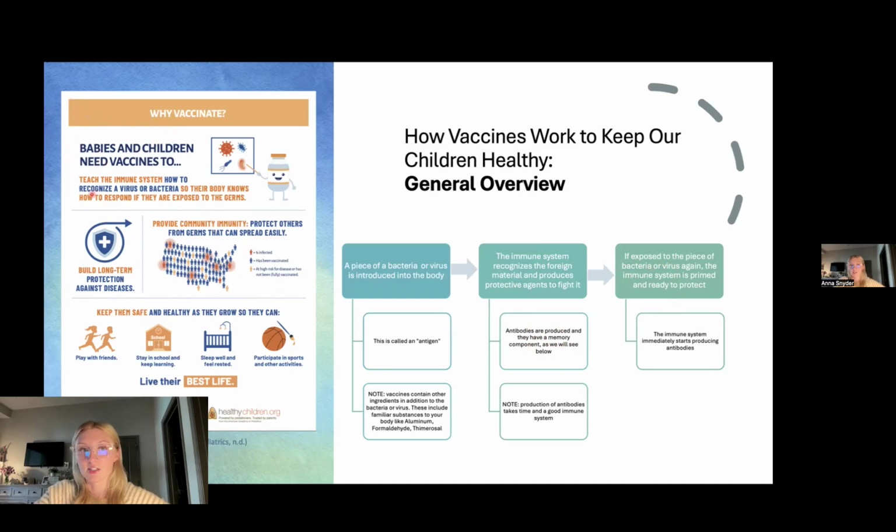The vaccines essentially teach the immune system how to recognize a virus or bacteria so that their body knows how to respond if and when they are exposed again. And so, like I mentioned, the memory component, which is very important here, allows individuals to build long-term protection against certain diseases. And in this graphic, they discuss a concept called community immunity, which we will talk about more on the next slide.